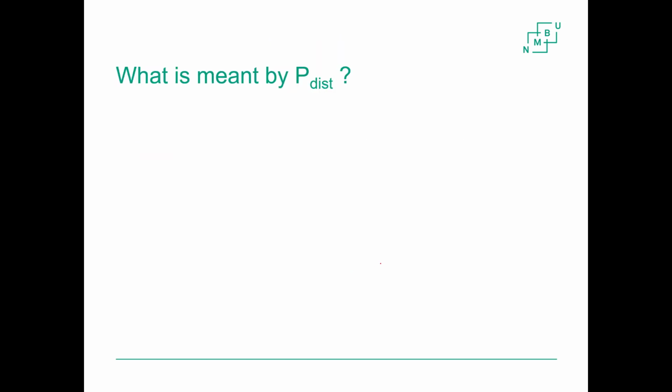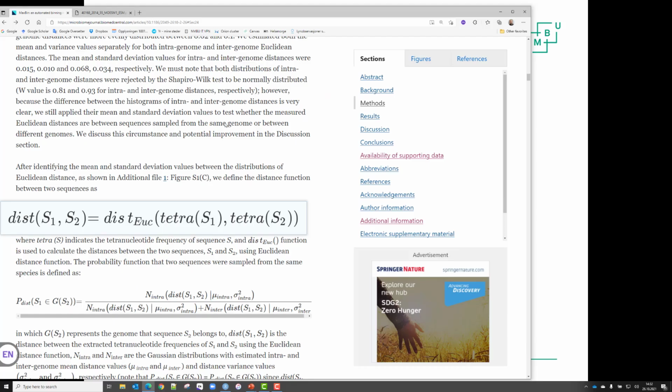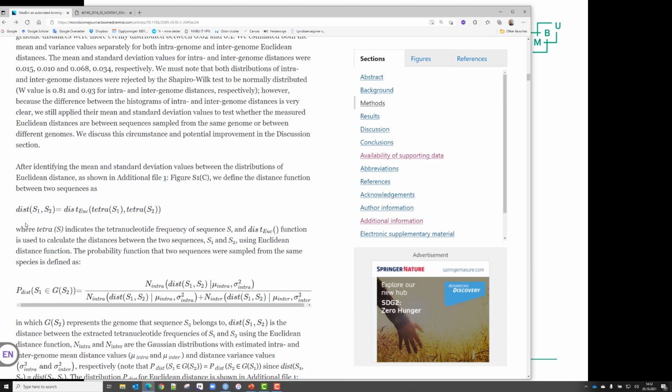Okay. What is meant by this p-dist thing? Let me go back to my pointer. p-dist, and then we have to go into the paper again, I think, because first we compute this Euclidean distance between a pair of contigs, right? This could in principle be between all pairs.